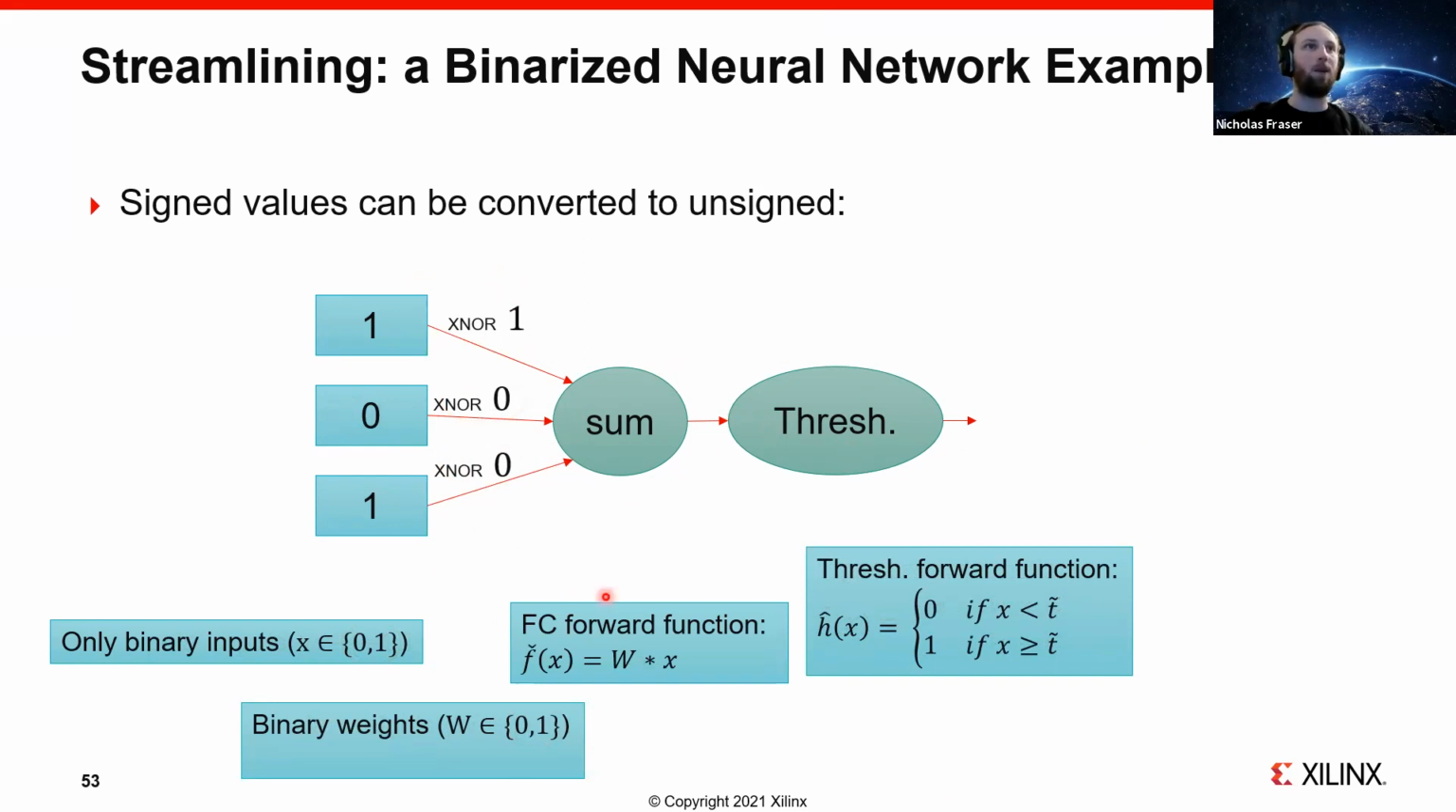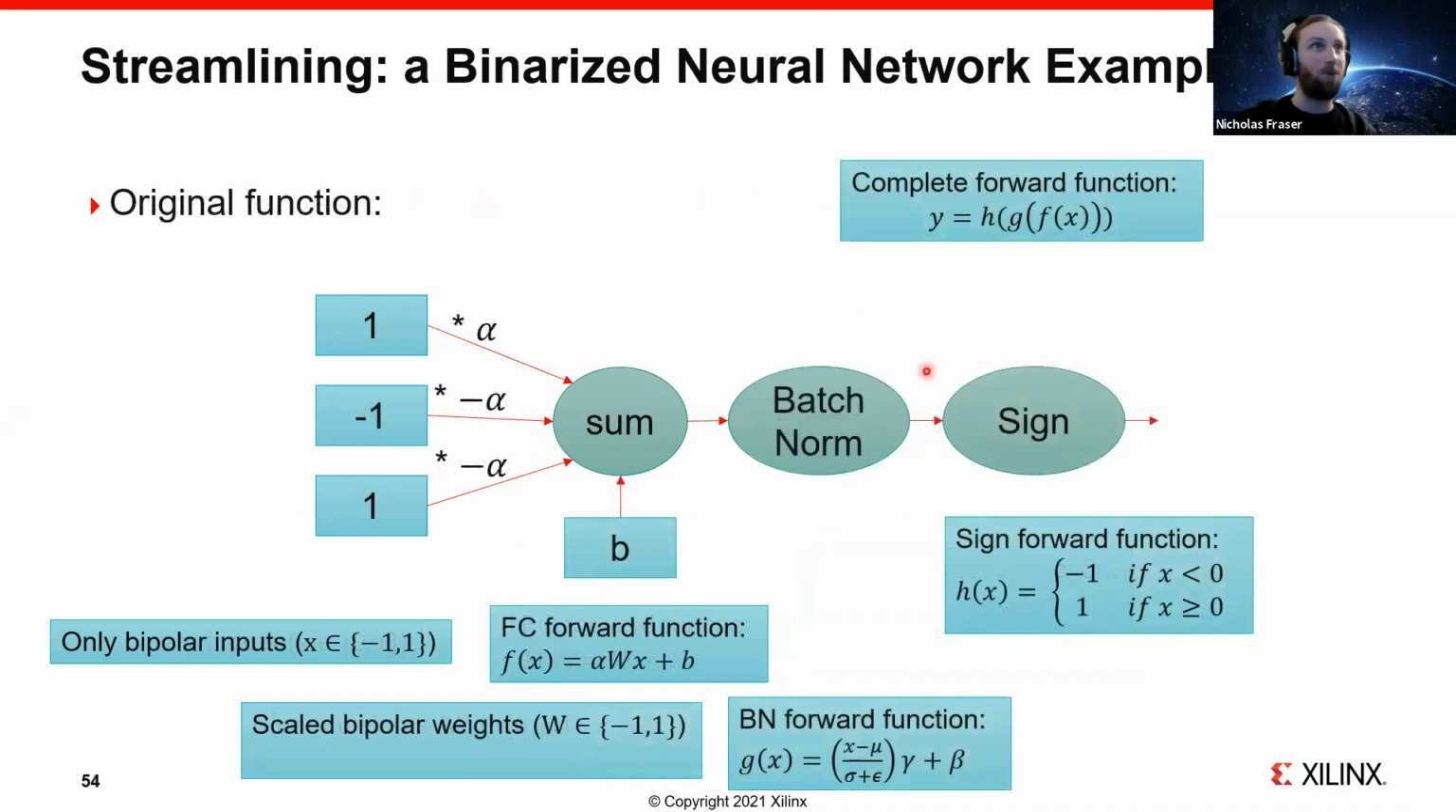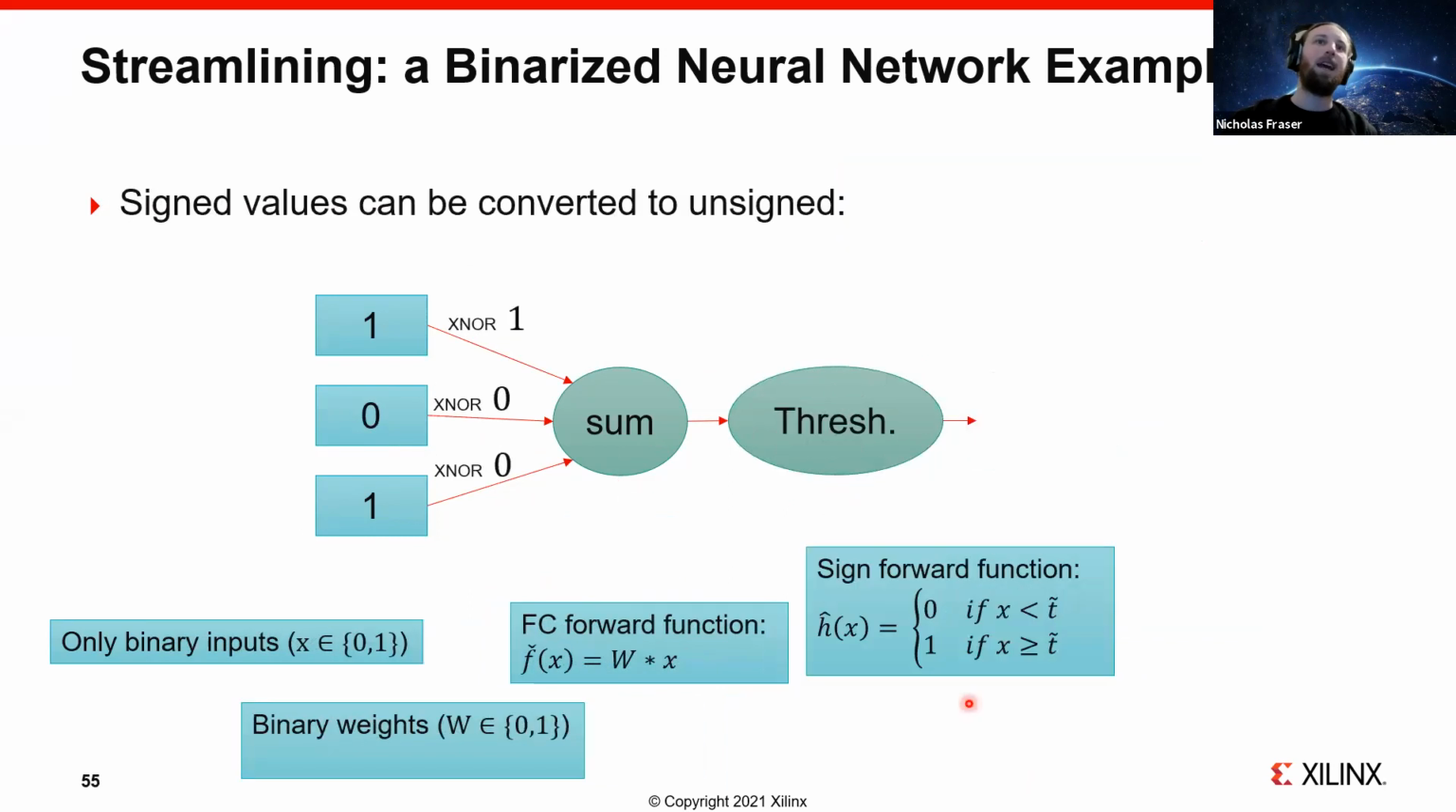And I want to now compare with the original. So the original, we had this batch norm. We had scaled values on the weights. We had all of these floating point operations, this bias, this division over here. And with this lossless transformation, we have converted this into XNOR, low bit width sums. You could do this with a pop count, depending on what your particular network looks like, and a thresholding function.